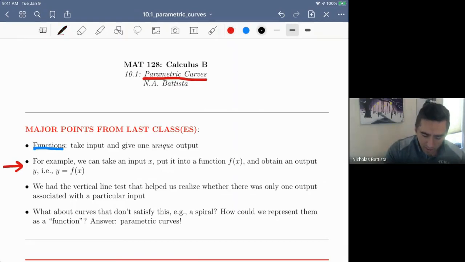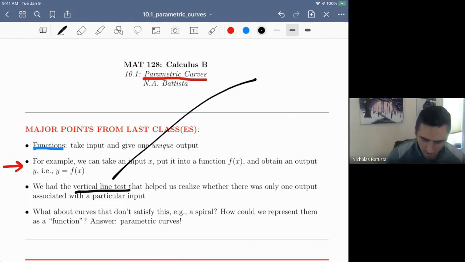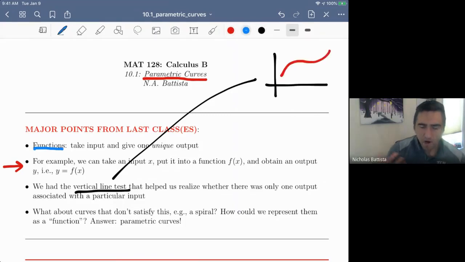And the way in which we could test whether or not something could be a function was through what we called the vertical line test. If you remember the vertical line test, if we have some curve in 2 dimensions and we draw a vertical line through it, we want to make sure that for one particular x value, there is only one unique y value associated with it.